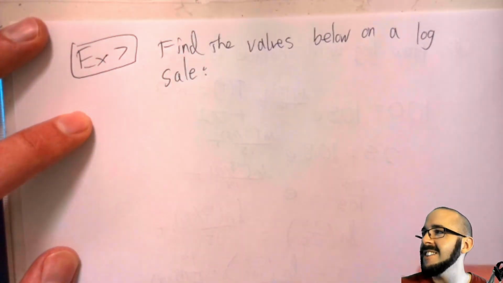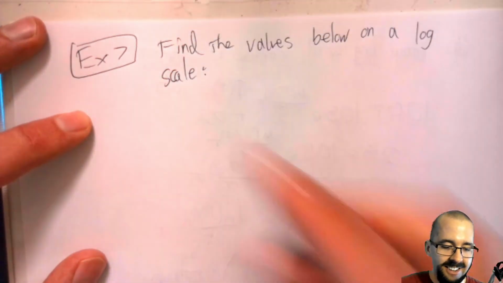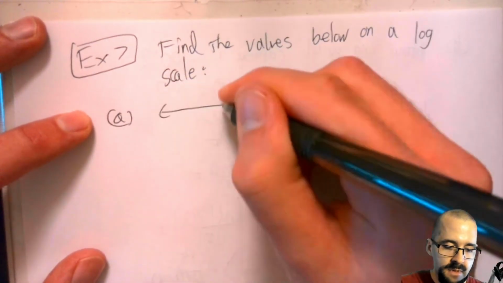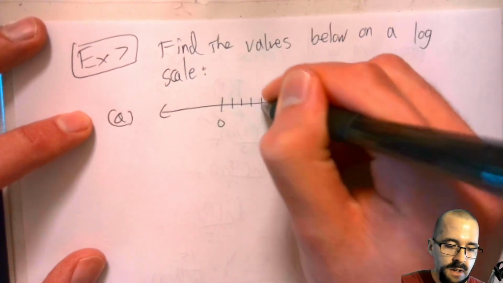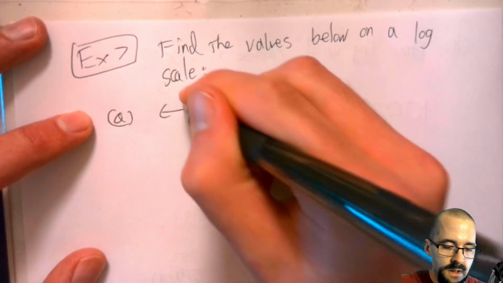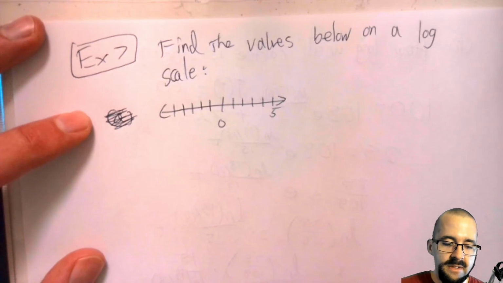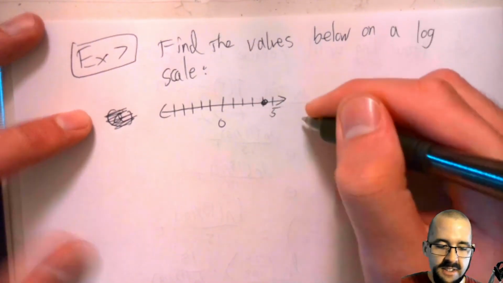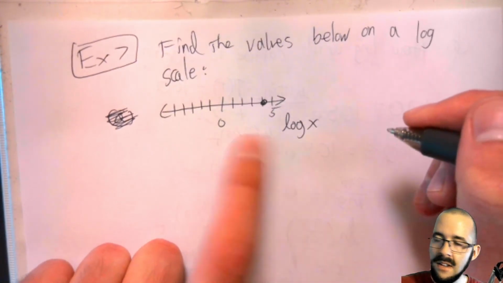Nope, not a log sale, a log scale. Part A, we can have some number line. Let's say 0's here and 5's here. And it's not even going to be a part A. Say one of our points here. And this is not the number line for x. This is going to be the log of x.